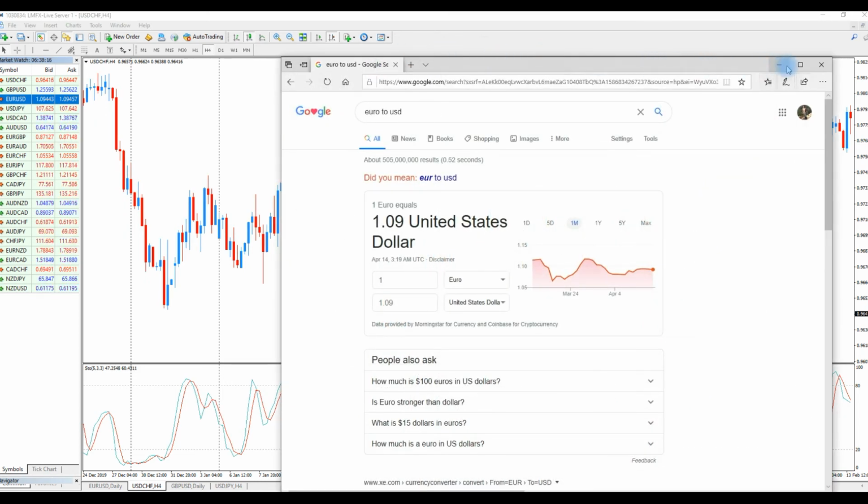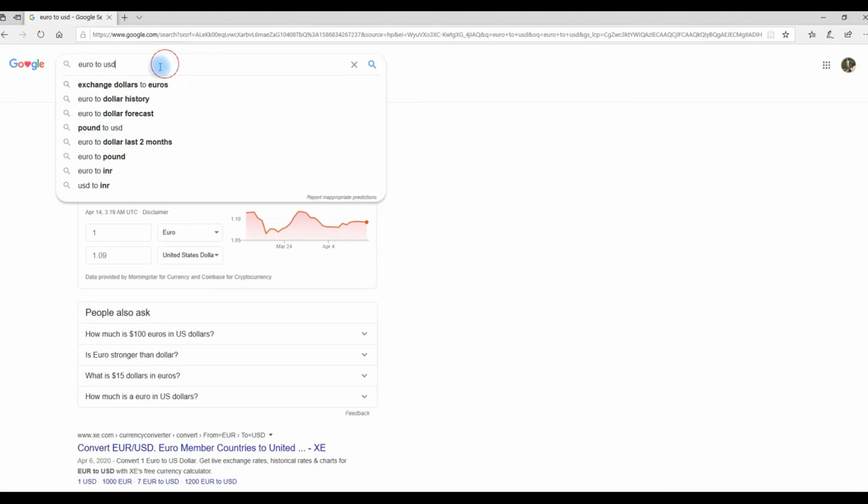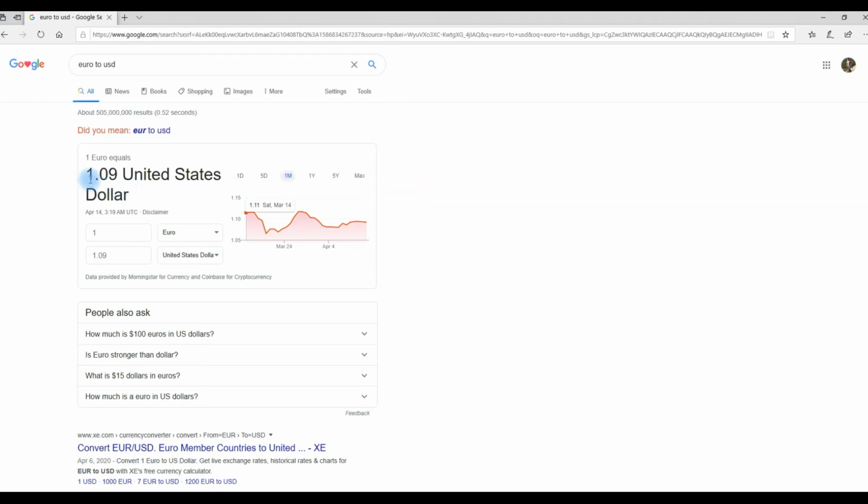All right, so if you go to Google and you put in Euro to USD, it is going to tell you that it takes $1.09 to equal 1 euro. And that is exactly what we see on the other screen. We see $1.09 as that price for the currency pair Euro USD. And that is a very short explanation of what is Forex.